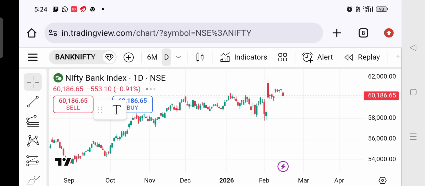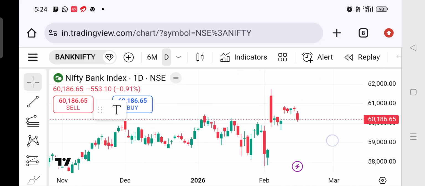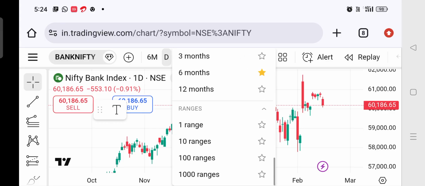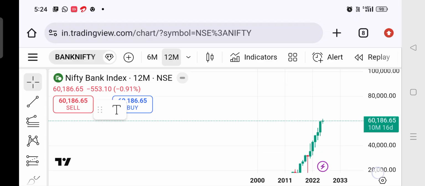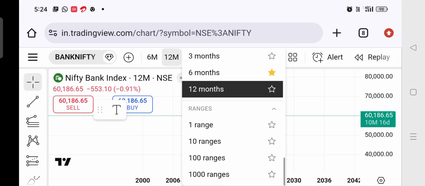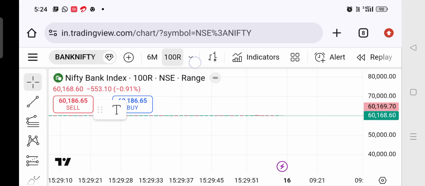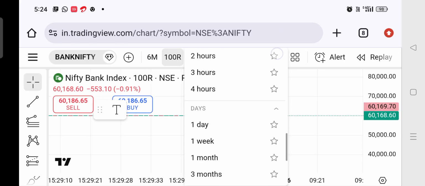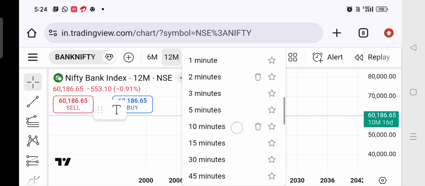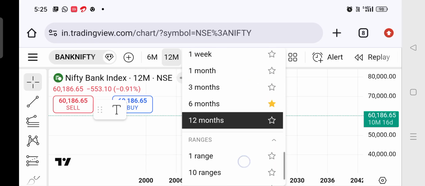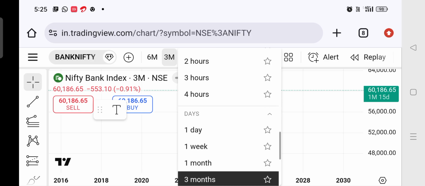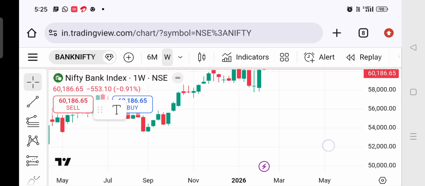We'll go to the Bank Nifty. So market will be, I will move the higher time frame. Okay, we'll go to 12 months. 3 months. Let's go to 1 week. Okay, weekly chart.